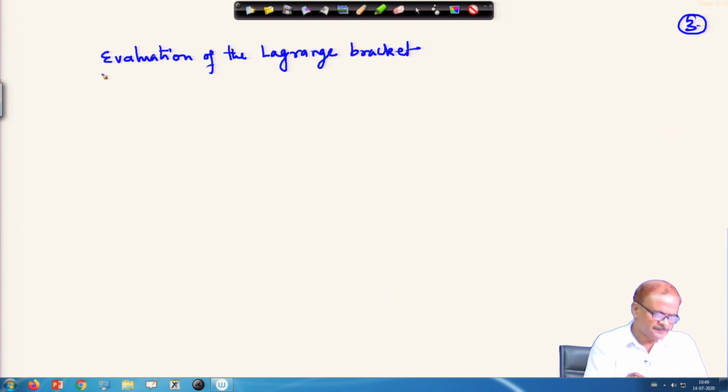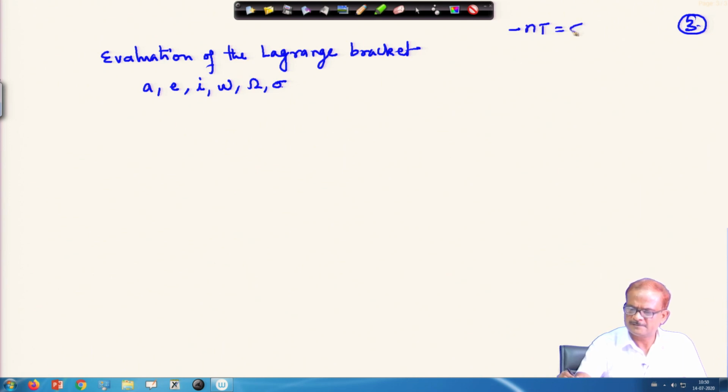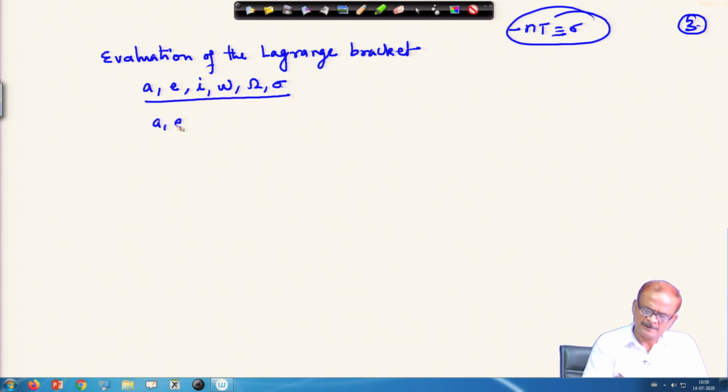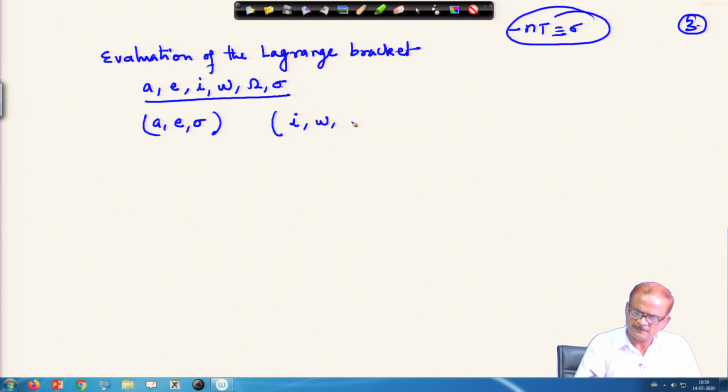So, earlier, as I have told you, we will divide the total elements A, E, I, small omega, capital omega and sigma. Instead of minus n t, we are writing this as sigma. So, this can be divided into three parts, and we can write it as A, sigma, and I, small omega and capital omega.